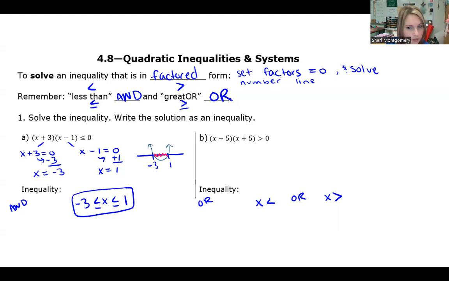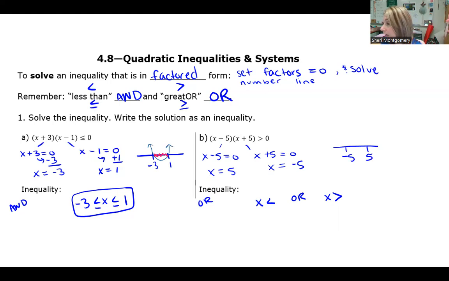The next question, we're going to solve it the same way. You split these and set them equal to 0. So I get x minus 5 equals 0 and x plus 5 equals 0. So I get x is equal to 5 and x is equal to negative 5. Do y'all agree? We could have done those in our head. Now we make a number line. On my number line, I only have two numbers. I put negative 5 on the left and 5 on the right.